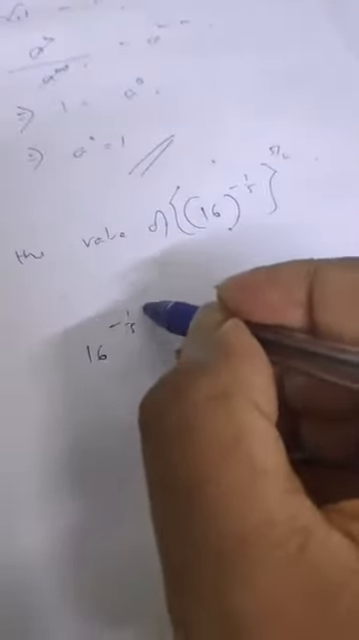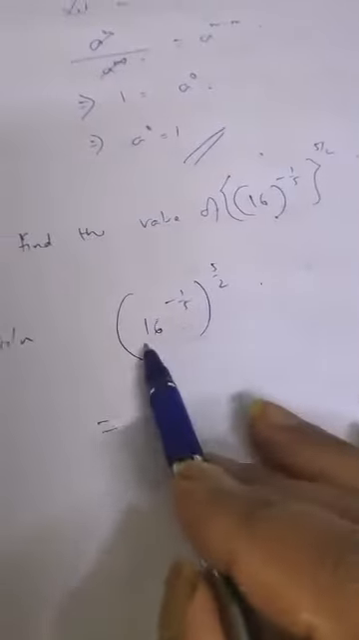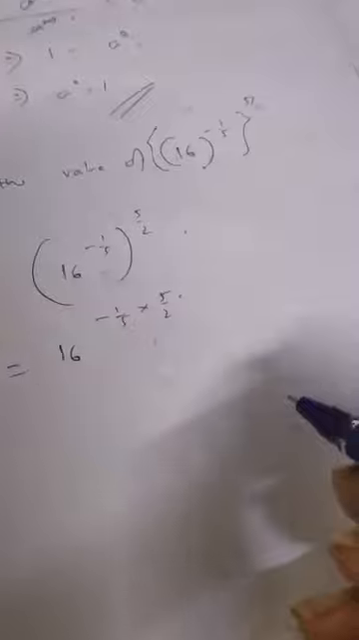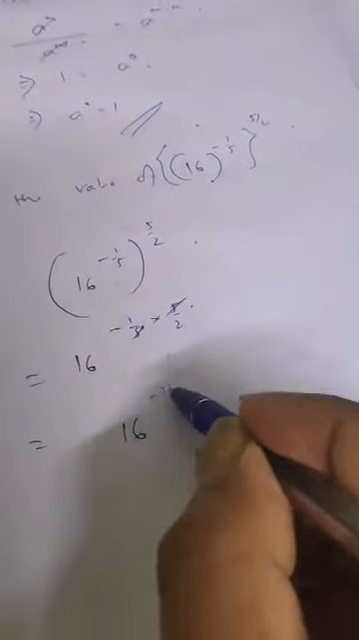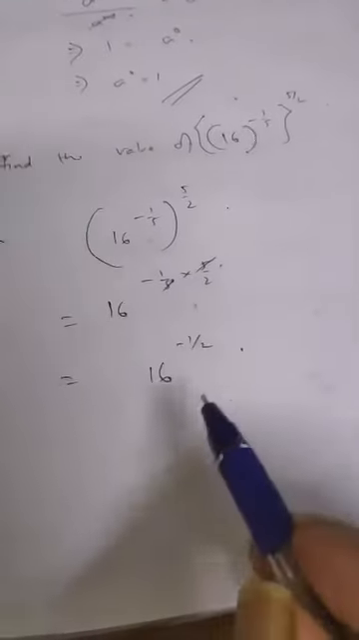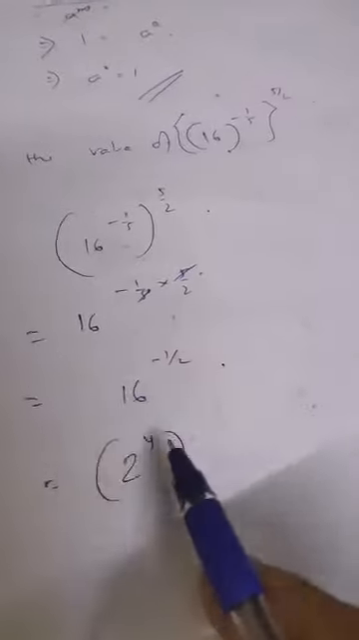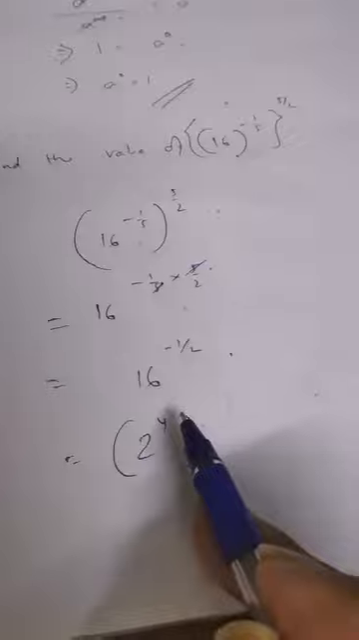So solution: (16 to the power minus 1 by 5) whole thing to the power 5 by 2. Now a to the power m whole thing to the power n is a to the power m into n, so 1 by 5 into 5 by 2. So 5 cancels, it will be 16 to the power minus half. 16 we can write as 2 to the power 4. We will find the prime factor or prime power.